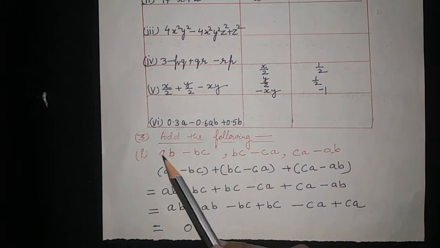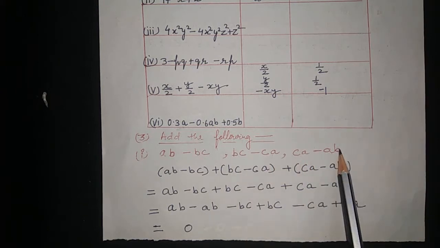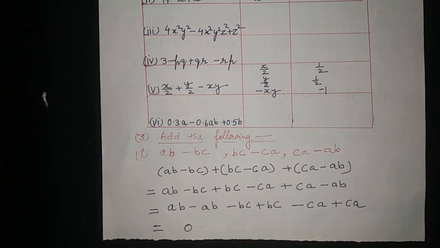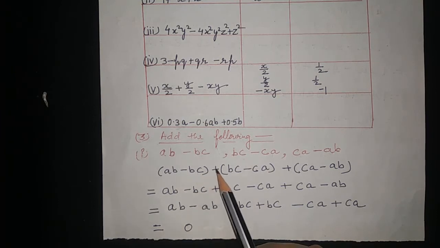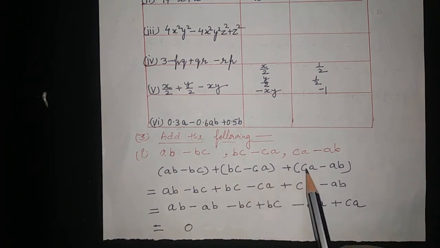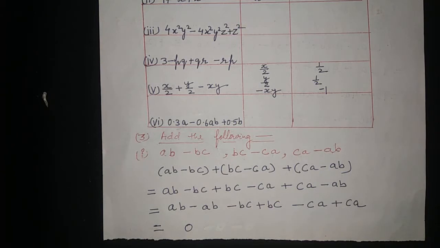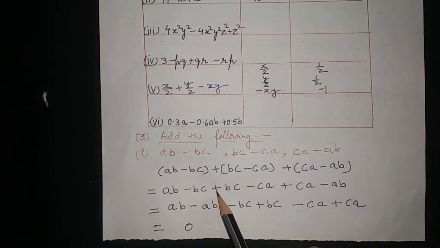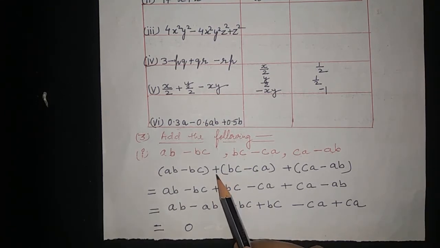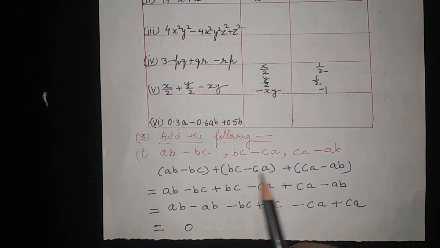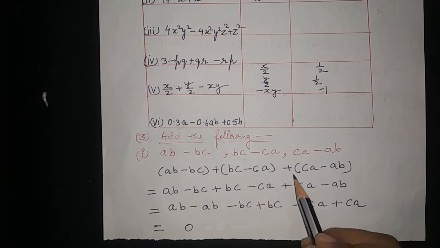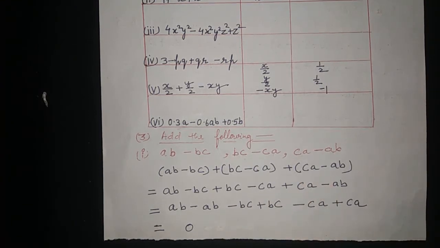So first what we will do? We will write the expression in the bracket and then we will put the sign of plus between 2 expressions. Here AB minus BC plus BC minus CA plus CA minus AB. Now we will remove the bracket. Here AB minus BC plus. Here outside the bracket plus is there, so any change will not come in the sign. So plus BC, minus CA plus CA and this minus AB we will write.